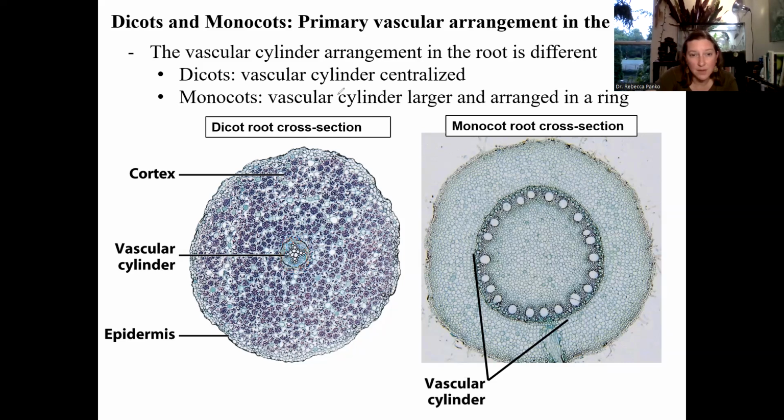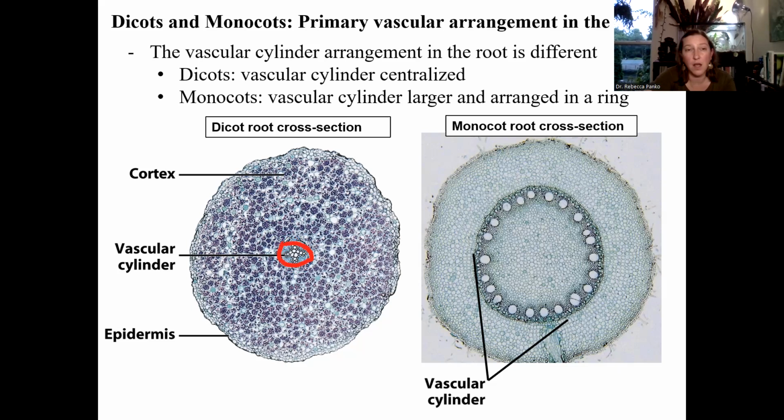And it's hard to see, but I'll use black. The xylem is right here, the larger cell shape, and I'll use yellow here. The phloem is all around that. I think I have a slide coming up that shows it better. So dicot's vascular cylinder is centralized right here and kind of star-shaped.